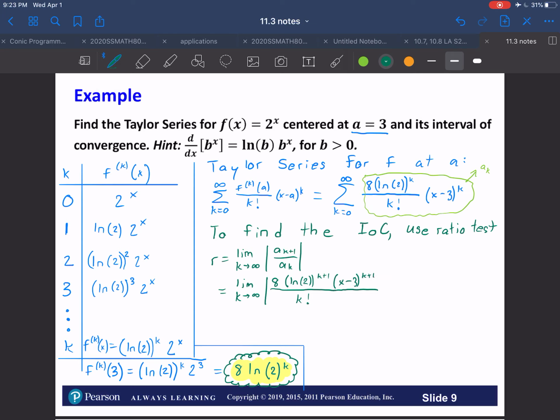to the k plus 1 power. Now if we divide by a_k, we're going to get, whoops, this should be a k plus 1 factorial, that's what I'm trying to say. Alright, over here we should have a k factorial divided by 8 natural log of 2 to the k power times x minus 3 to the k.